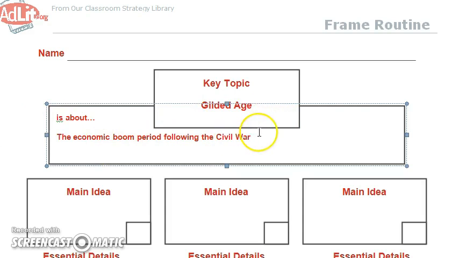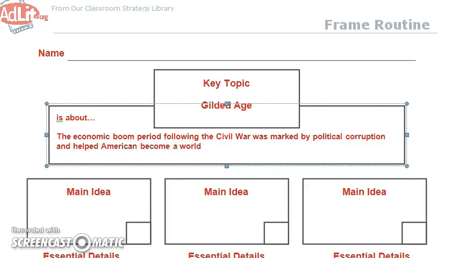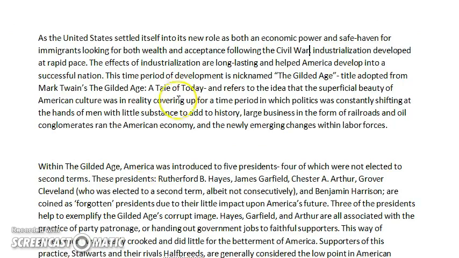So I would say that I've written a little bit. The economic boom period following the Civil War was marked by corruption. I'm going to put political corruption. And helped America become a world power. Okay, so let's get ready for that.